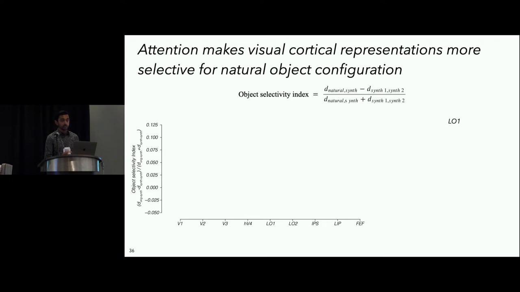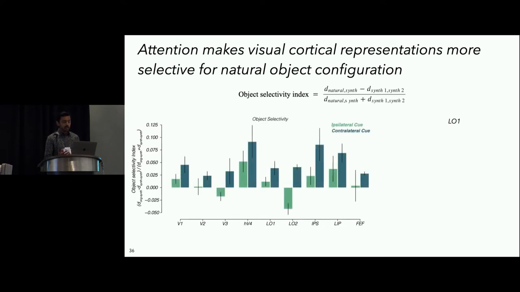So finally, we wanted to see whether this improvement in discriminability is specific to the distinction between real objects and scrambled objects, which would align with the behavioral measures that we've been looking at. So we computed this object selectivity index, which quantifies the degree to which the population response in a given region differentiates the natural object image compared to multiple scrambled images. And so what we're finding here is that indeed attention does improve selectivity for object configuration in many different visual areas.